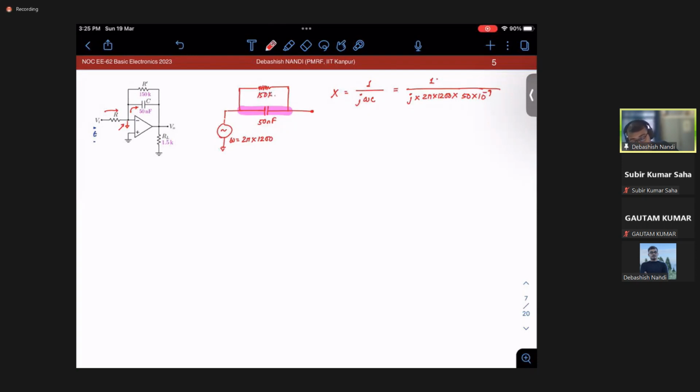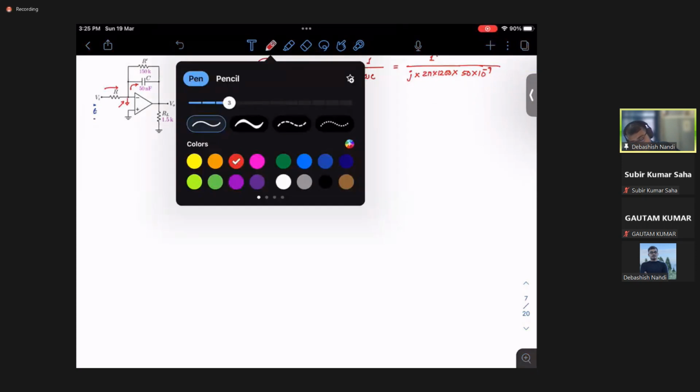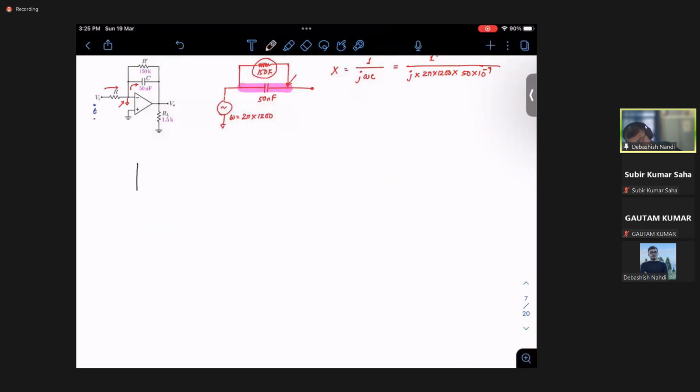So if you solve this, you will find out that at AC, this branch impedance is much lower than this 150K, right? So you can simply assume that your 150K is open circuited. So what will your effective circuit look like? Your circuit will look like simply this.